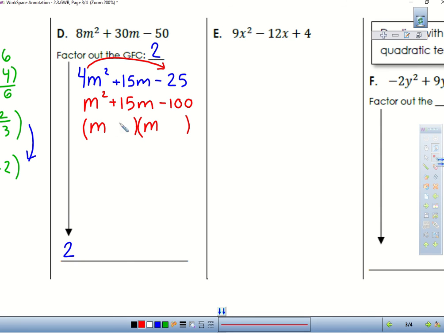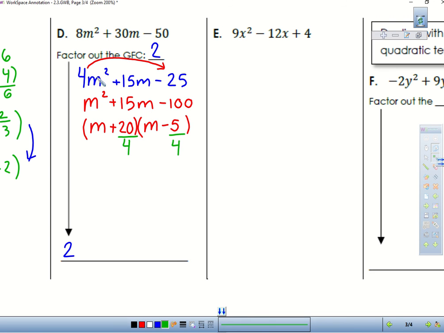20, very good. So positive 20 and negative 5 multiply to give you negative 100 due to their opposite signs, and they add up to 15. Does everyone see that? Yeah.